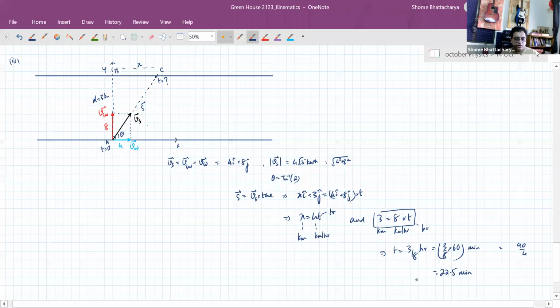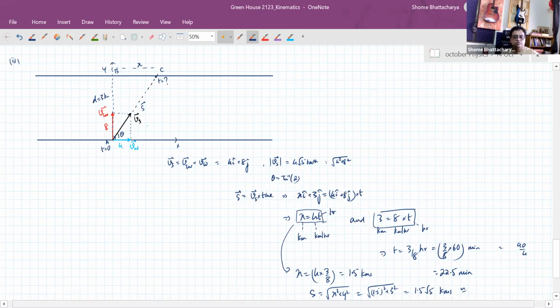Okay, and now we substitute that in the first equation. So we will get the value of x, the amount that he has drifted, that will be 4 multiplied by 3 by 8, or 1.5 kilometers. So the net displacement, which will now be square root of 1.5 square plus 3 square, that is 1.5 root 5 kilometers.